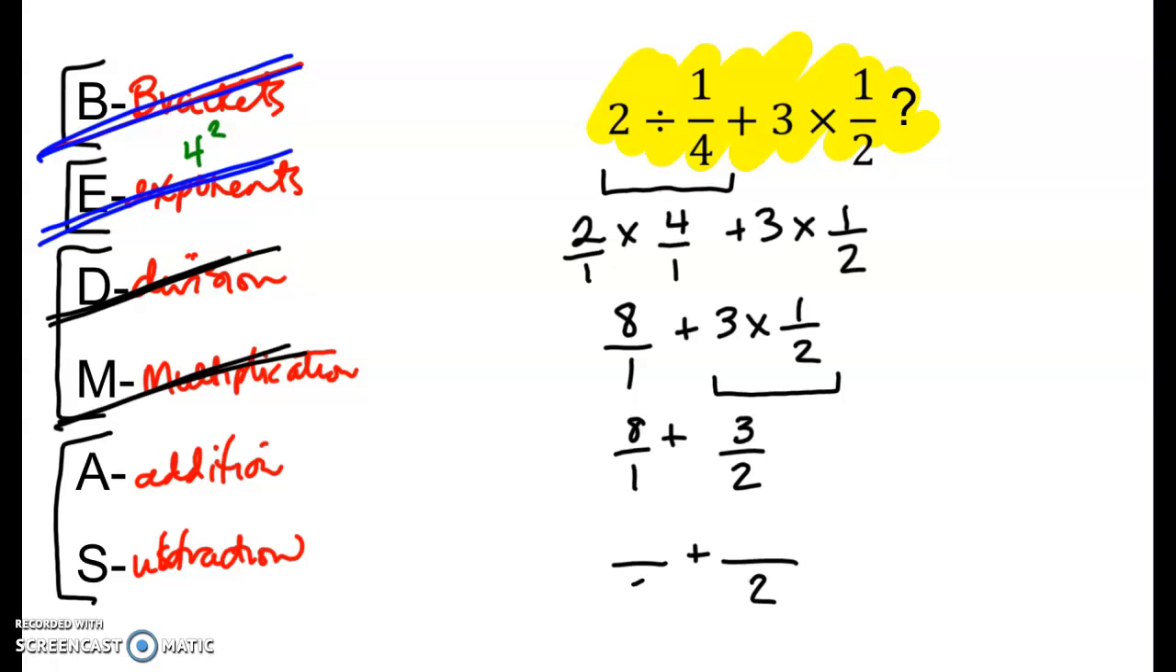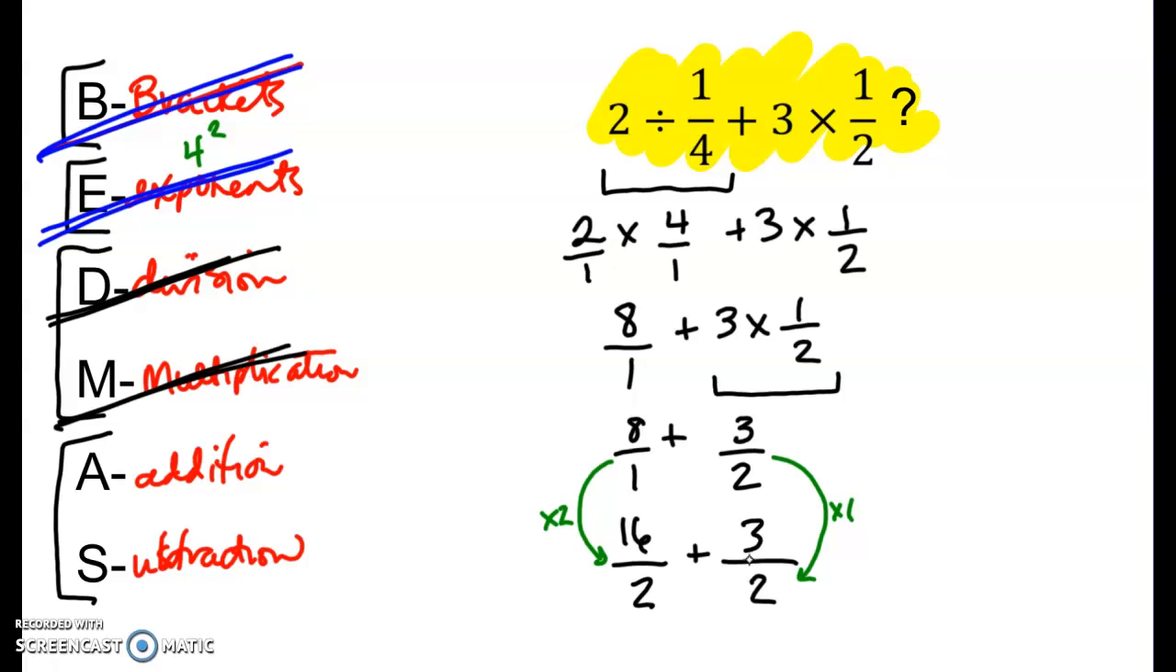Common denominator, we'll pick the lowest one, it's 2. Okay, and then here, 1 times 2 is how we got that denominator, so we need to do 8 times 2, which will be 16 over 2, plus, in this case, we've multiplied by 1, so that doesn't change the fraction at all. We're going to have 3 over 2.